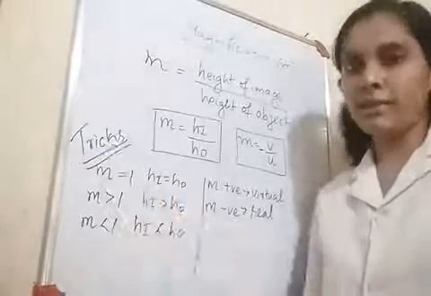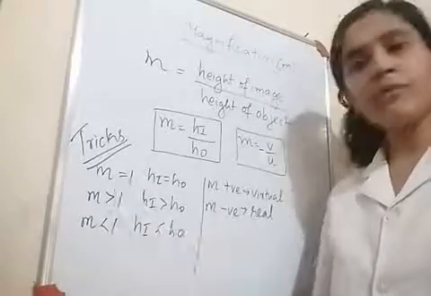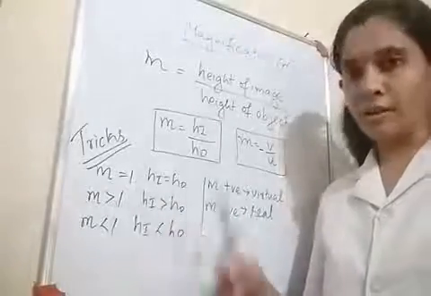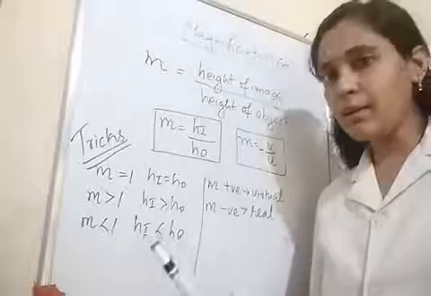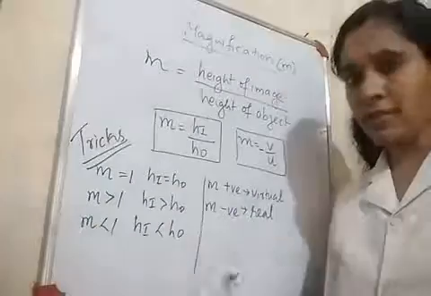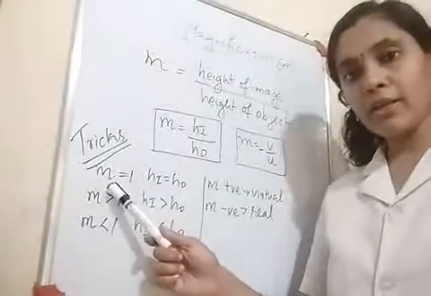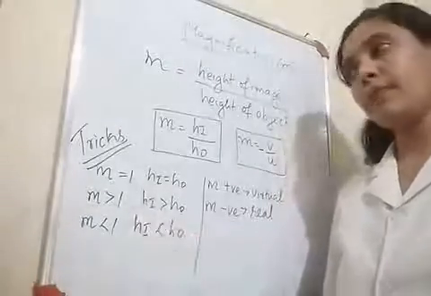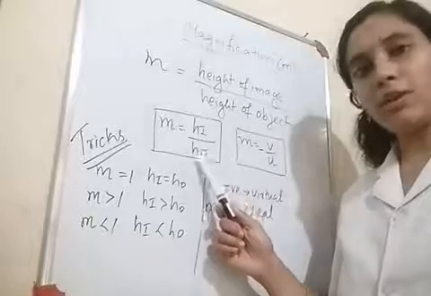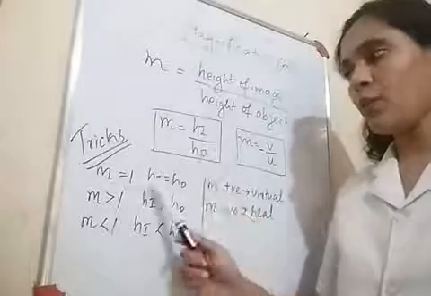Now, some tricks are there based on this magnification. It will be helpful for your numericals. So, what is the first trick? Just note down these tricks. This won't be there in your textbook, so you can take a screenshot of this and note it down later in your notebook. It will be very helpful, children. If magnification m is equal to 1, what does it mean? That means height of image must be equal to height of object. If height of image is equal to height of object, the ratio will be 1.